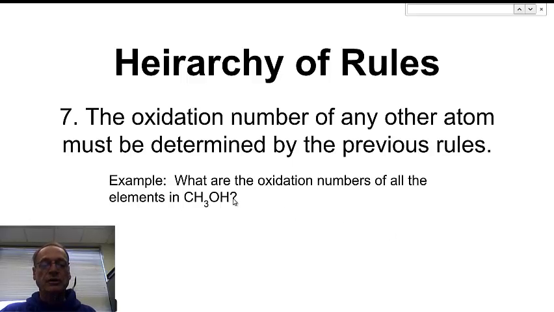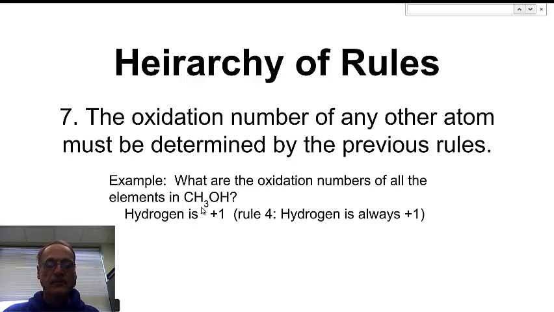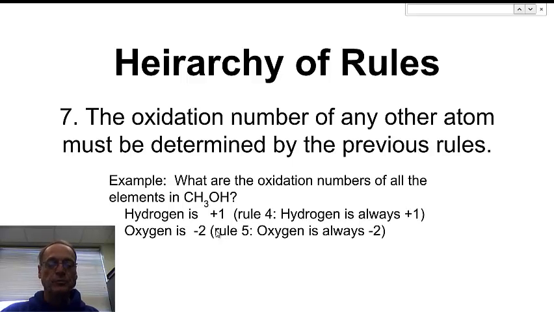So here's a question. What are the oxidation numbers of all of the elements in methanol, CH3OH? Hydrogen is what? Always +1. So that's rule number 4. Hydrogen's always +1. What about the oxygen? Oxygen's always a -2. And that's rule number 5, which says oxygen is always a -2.